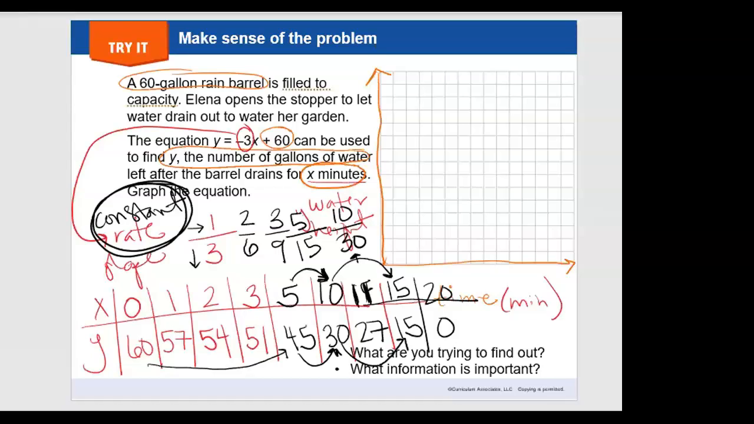So how this is helpful for us, thinking of it as a table of values, is it helps us graph. So let's go ahead and graph now. What is the highest height that we need to get up to on our y-axis here? The highest y value is 60. So it's important to know that before you start throwing in numbers, because it helps you plan. We want to use as much of our coordinate grid as we can.